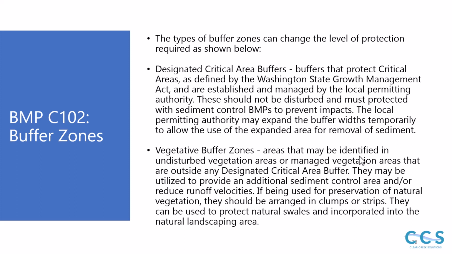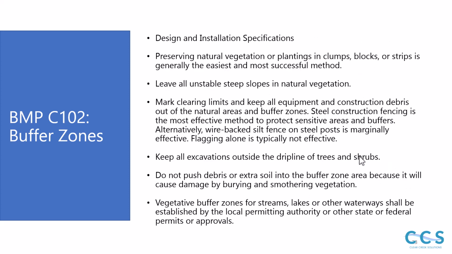The designated critical area buffers protect critical areas as defined by the Washington State Growth Management Act and are established and managed by the local permitting authority. These should not be disturbed and must be protected with sediment control BMPs to prevent impacts. Vegetative buffer zone areas may be identified in undisturbed vegetation areas or managed vegetation areas that are outside any designated critical area buffer. They may be utilized to provide an additional sediment control area and/or reduce runoff velocities. If being used for preservation of natural vegetation, they should be arranged in clumps or strips. They can be used to protect natural swales and incorporated into the natural landscaping area.